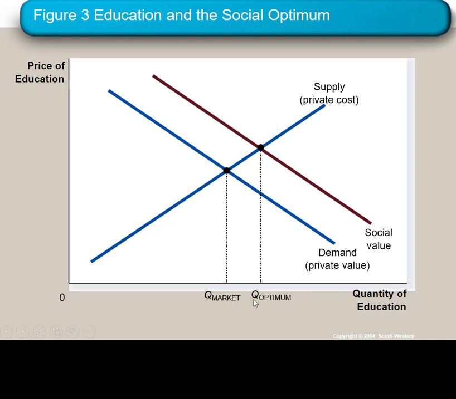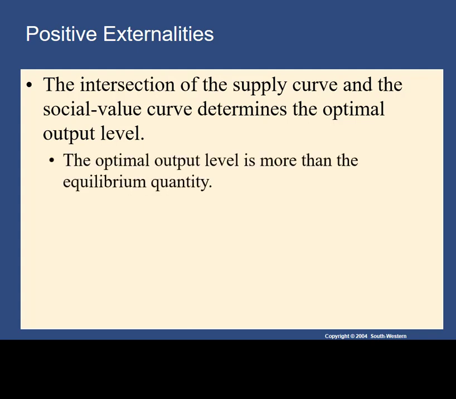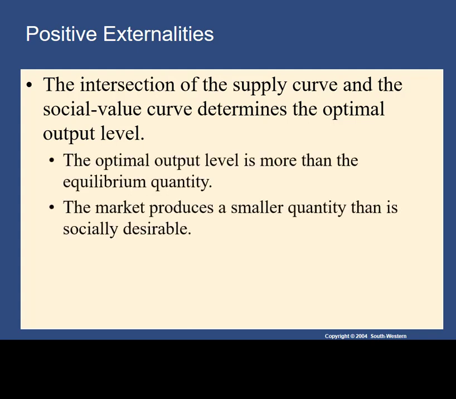And because of that, the socially optimal quantity is greater than what the market would produce on its own. So this is a case for giving subsidies even to private, like Catholic schools and things like that, that the government should be willing to pay something because there's this extra benefit that's going to society above and beyond what the families are paying for that private education on their own. So the intersection of the supply curve and that social benefit or social value curve determines the optimal level of output. The optimal output level is more than the equilibrium quantity.